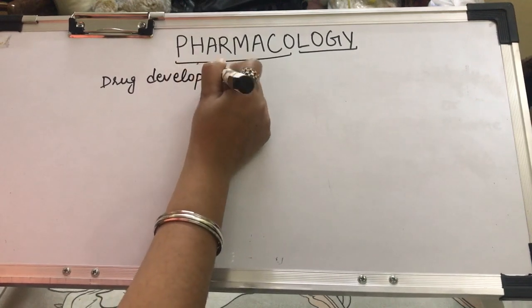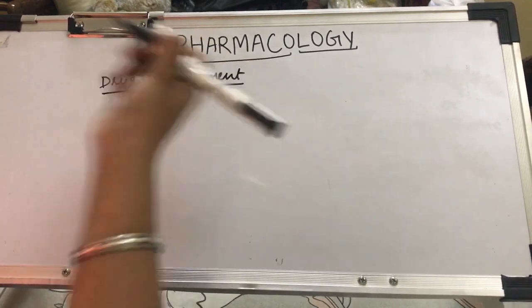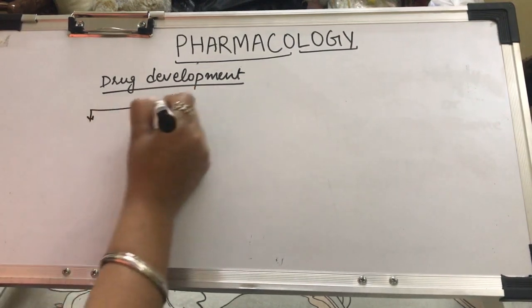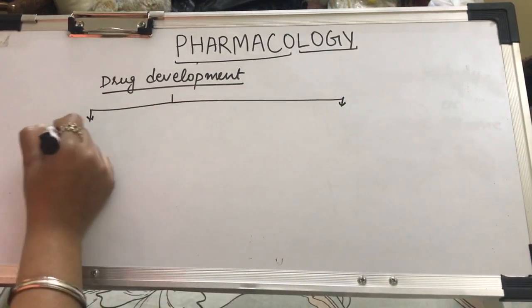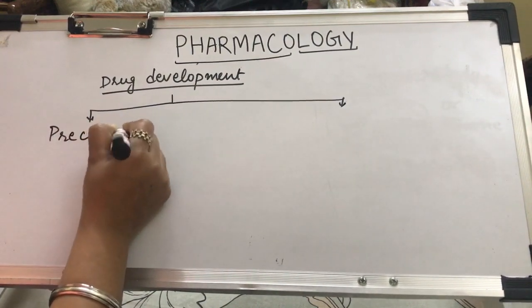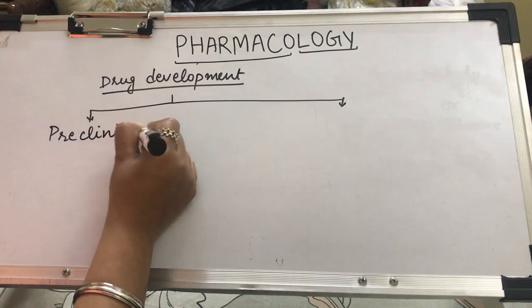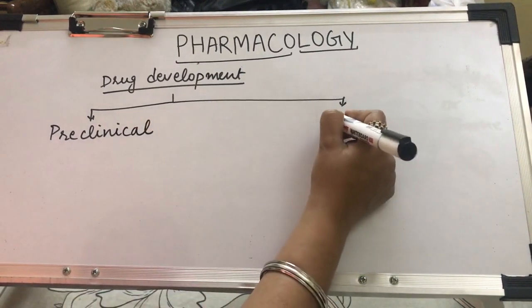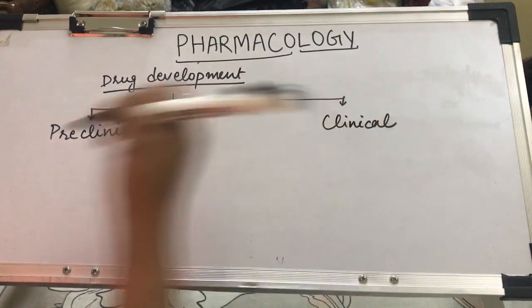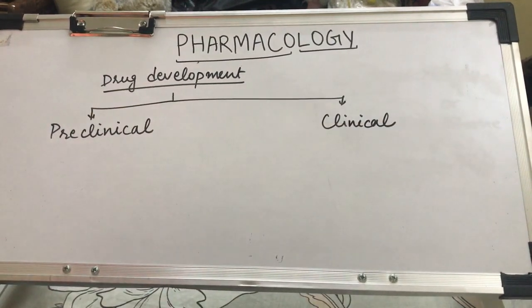So what is drug development? In drug development, there are two phases. There are preclinical testings and there are clinical testings or clinical trials.